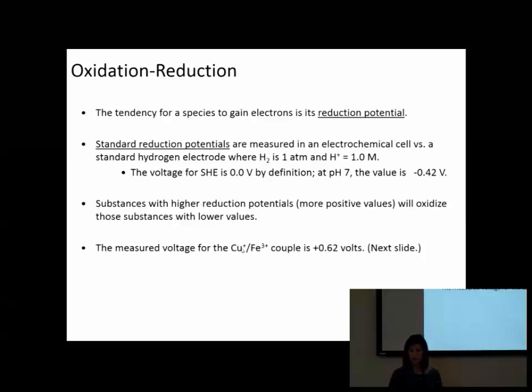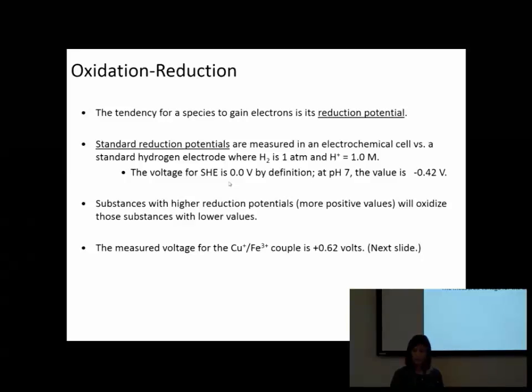So if we measure, not against the sheet, but if we measure the voltage for, instead of a couple, you can write an electrochemical cell, the copper being oxidized and the iron being reduced, the voltmeter reads 0.62 volts. We can use these standard reduction potentials to predict what's going to happen.